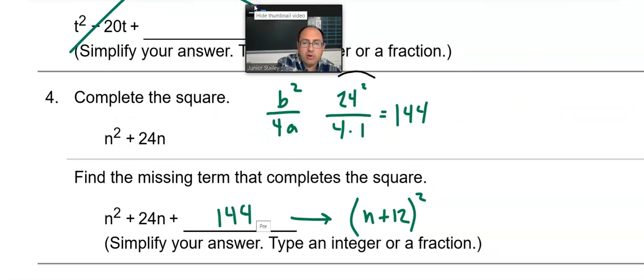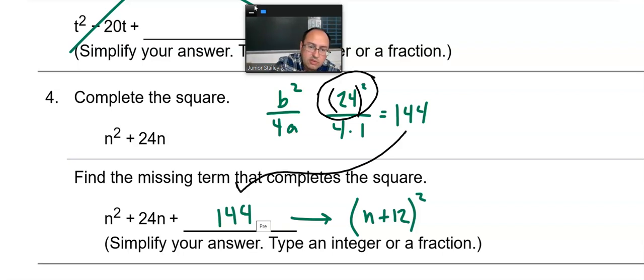Same old, same old. 24 squared. Now you'll notice I didn't put parentheses. You don't really need them with positive numbers. You need them more with negative numbers. But just for kicks and giggles, maybe I should put it in there. Okay, so squared it, divided by 4 times 1, ended up with 144. That's the answer to the question. If we're going to practice factoring it, it would be n plus 12 quantity squared, because all I'm doing is taking half of 24.